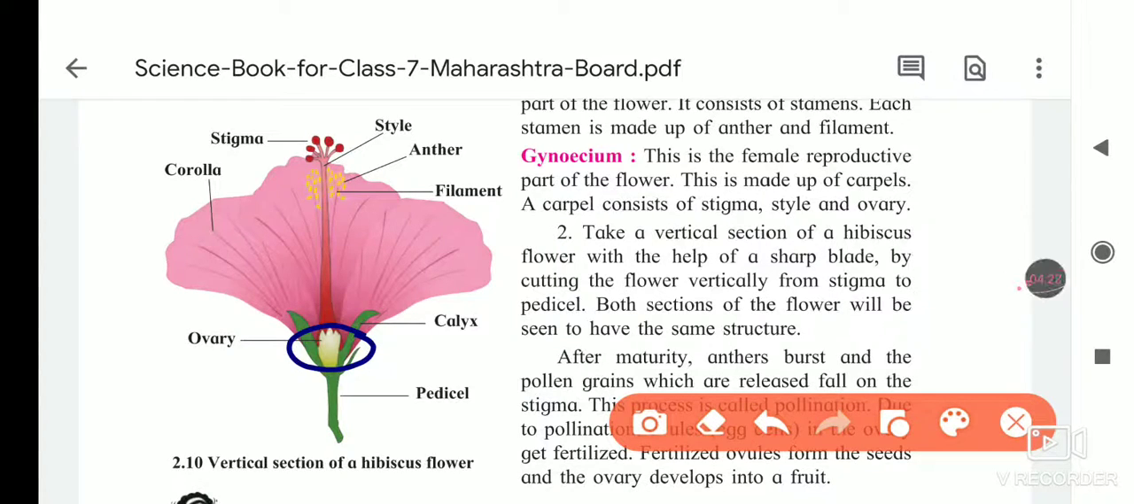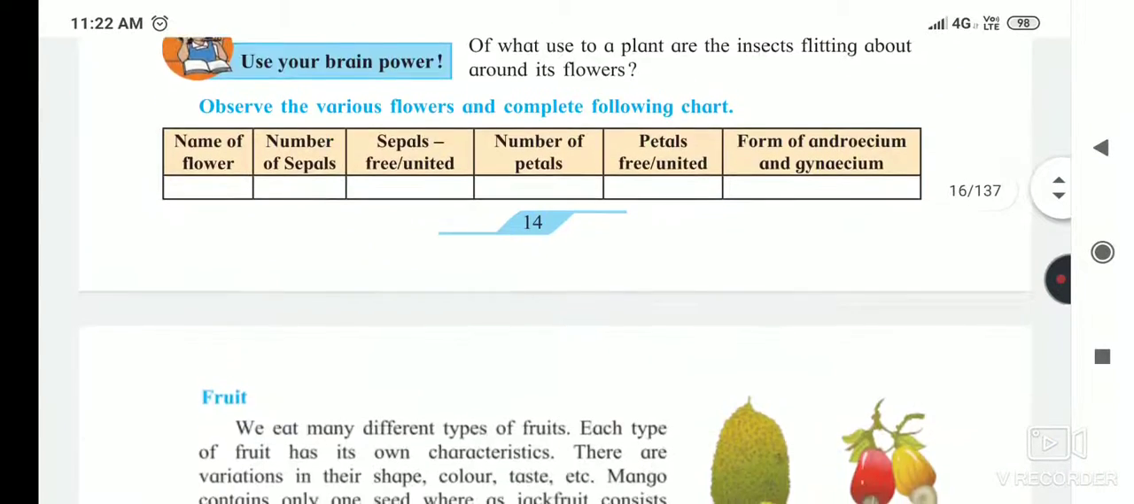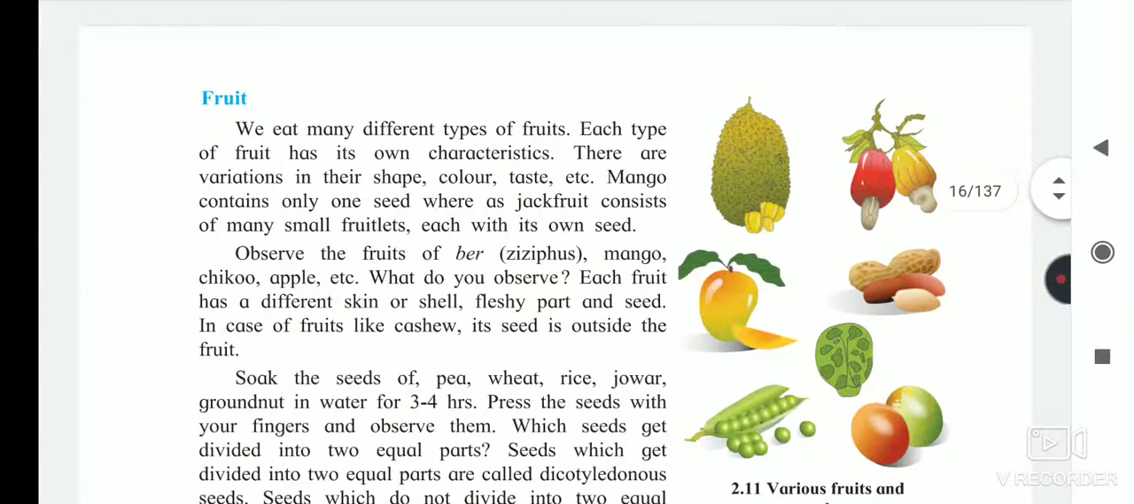Okay, and afterwards the male part, that is called the androecium. The androecium has a stem and anthers on top. And then the gynoecium, we saw how it is. Its structure is like that. Here the ovary is inside, and here are the style and stigma. In this way, it is the structure of the gynoecium. These are the reproductive parts of the plant.